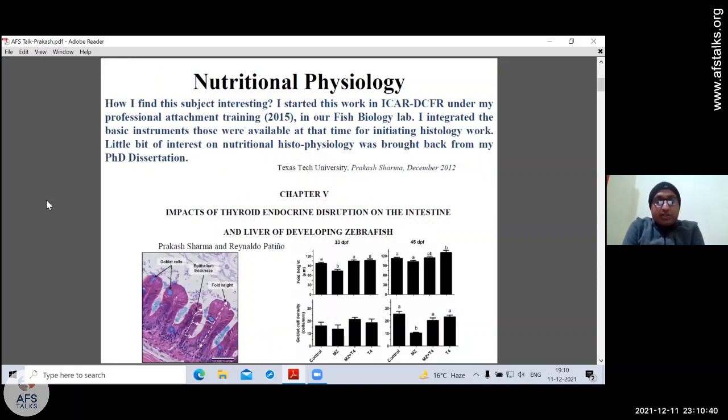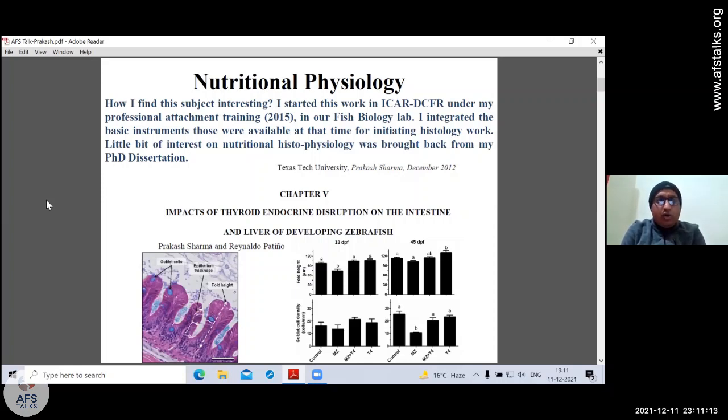I'll start with the nutritional physiology. How did I find this subject interesting? I started this work at ICAR-DCFR in my professional attachment training during my first joining in 2015. When I first came here, I found some basic instruments. I integrated those and started my work on histology, and a little bit of interest in nutritional histophysiology, which I brought back from my PhD dissertation.